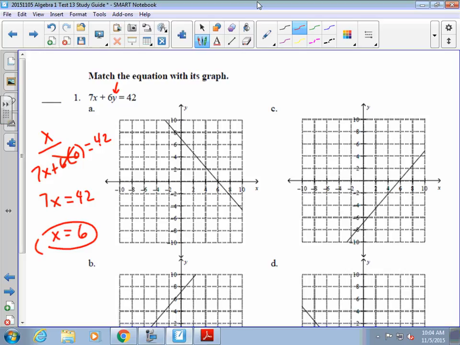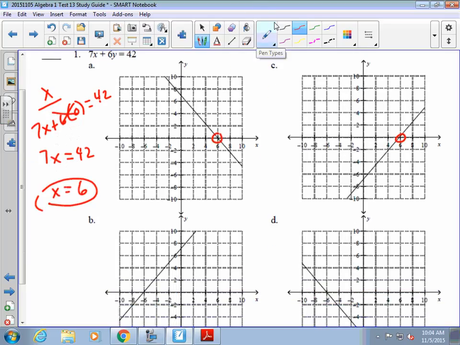So we look at each of our x-axes. Okay, this one is crossing through at 6. So is this one. These two here are crossing through at -6. So these are out. It's not -6. So we got to choose from A and C.